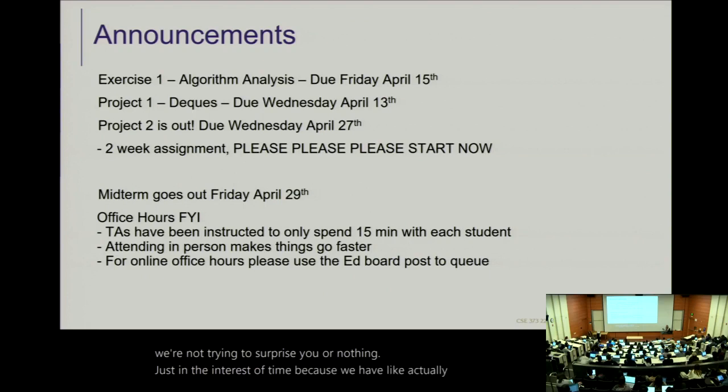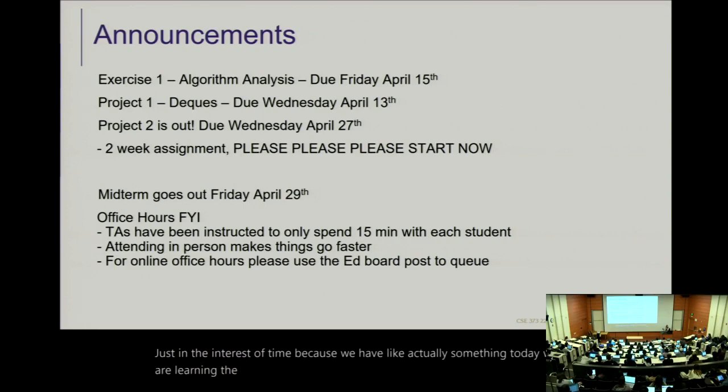Today we are learning the topic that is, in my opinion, the thing you will use the most from this class for the rest of your life. So I'm like, algebra, hashing. That's what we're going to talk about.